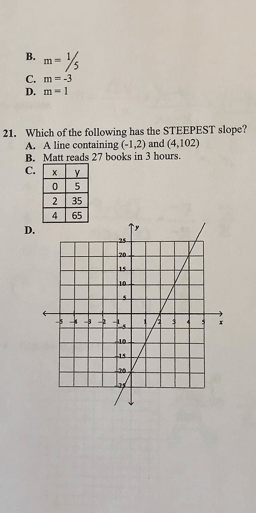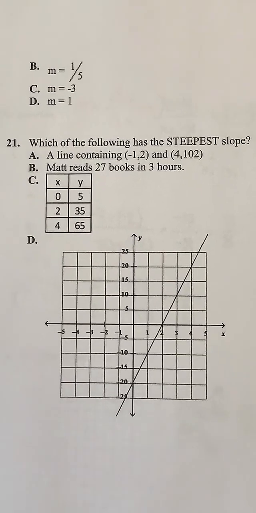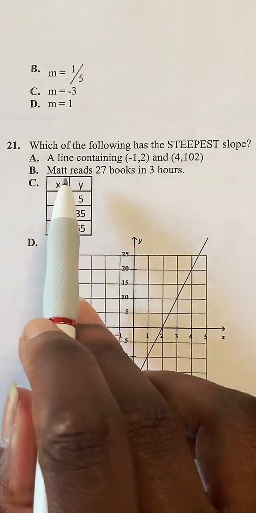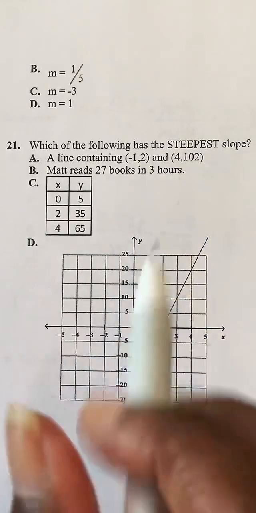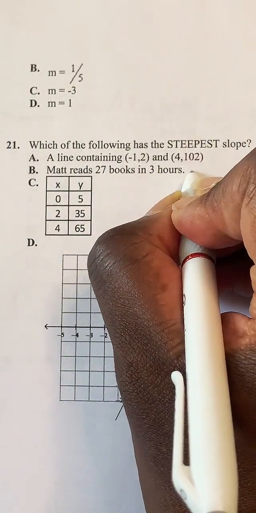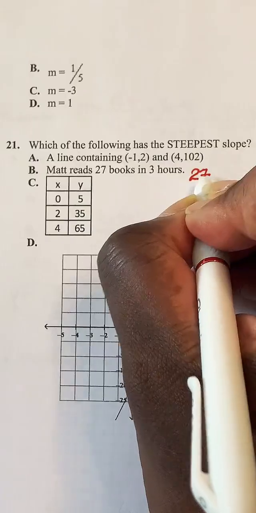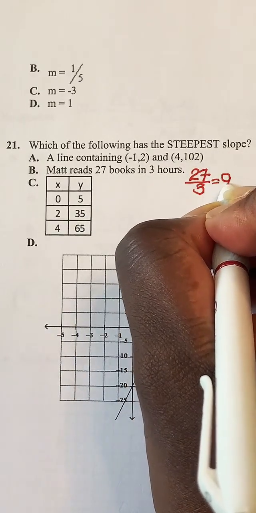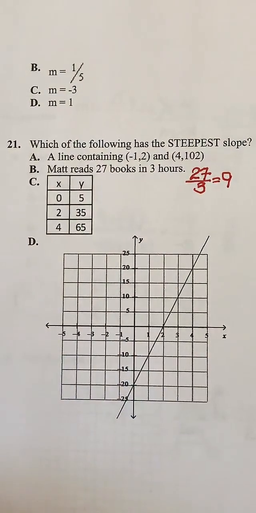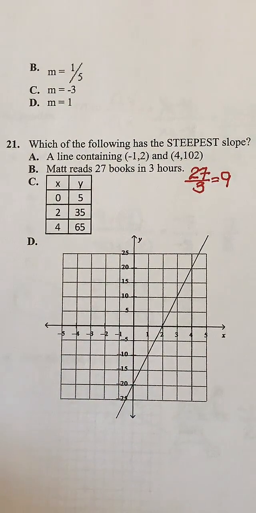Okay. All right. You hate algebra? That's okay. All right. So let's take a look. So Matt reads 27 books in 3 hours. So if we do that, we have our 27 out of 3. So that means he's reading 9 books in 1 hour. Crazy. What kind of books are these?